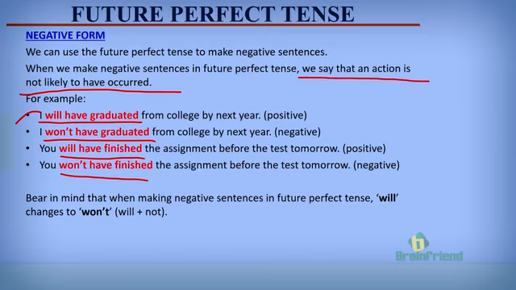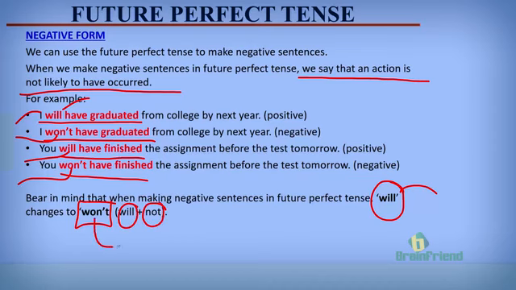Now note that when making negative sentences in future perfect tense, the auxiliary verb will changes to won't. That is, will in the positive sentence, just as we have here and here, changes to won't in the negative sentence. And won't is made up of the auxiliary verb will and the negative word not. So it's just a short form of these two words.